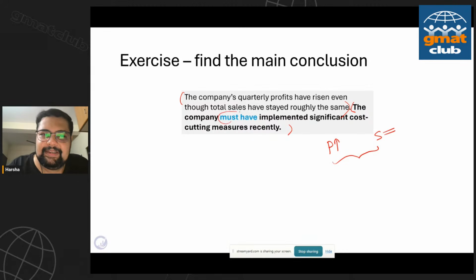And the author, notice the phrasing, this is a good clue. The author is hypothesizing, oh, this is what must have happened. The company must have implemented significant cost cutting measures. It makes sense, right? Typically, if your sales is remaining the same, all things being equal, you would expect profit to stay the same. If profit is increasing despite sales staying the same, despite revenue staying the same, probably your cost has come down, right? So some kind of cost cutting might have happened. That's the conclusion here.